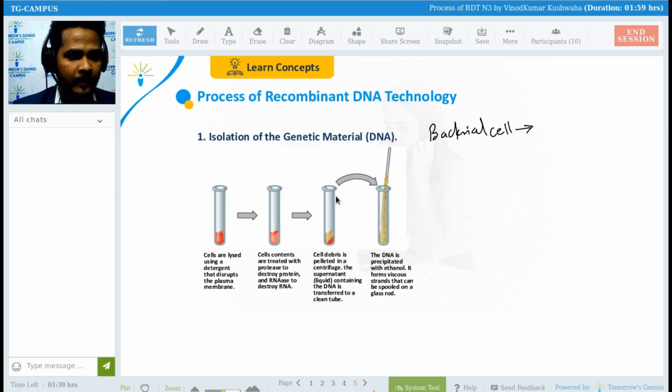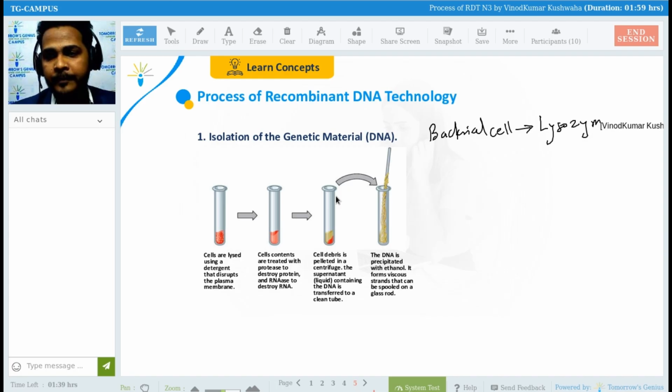Yes, tell me. If you have a bacterial cell, then what will you use? The name of the enzyme. Anyone? Yes, very good. It's lysozyme. Lysozyme is the enzyme which is used to break the bacterial cell.